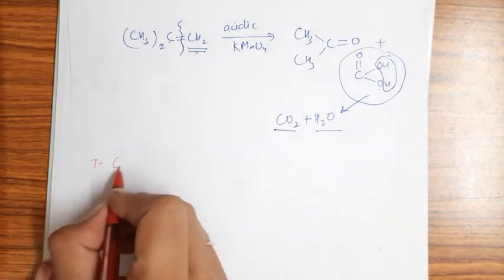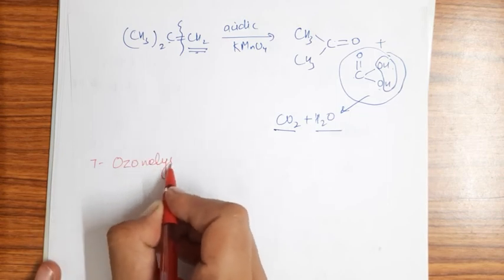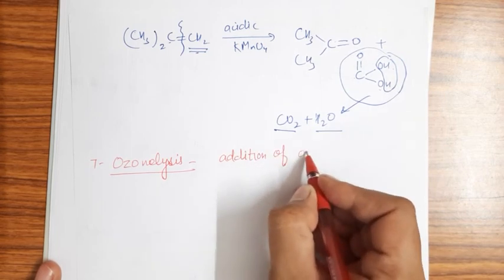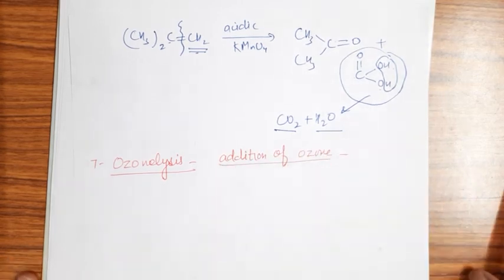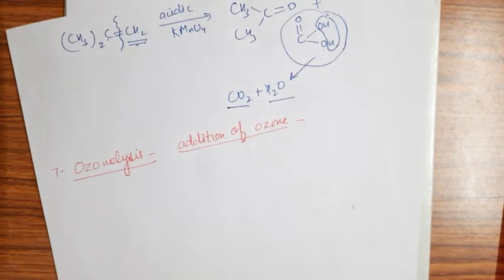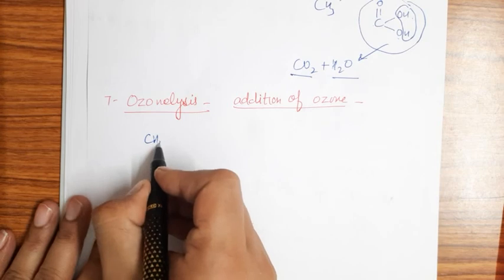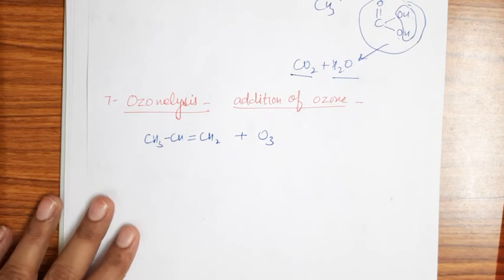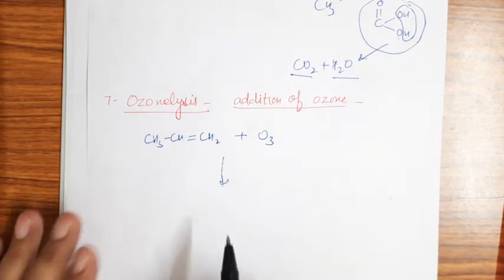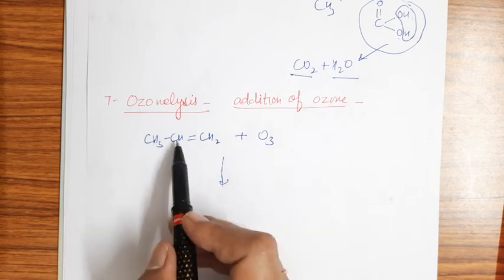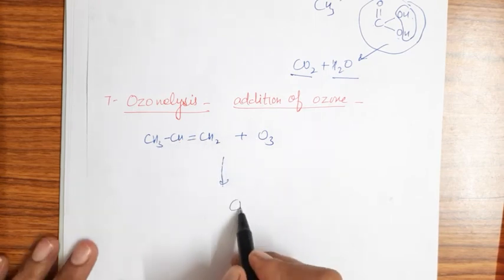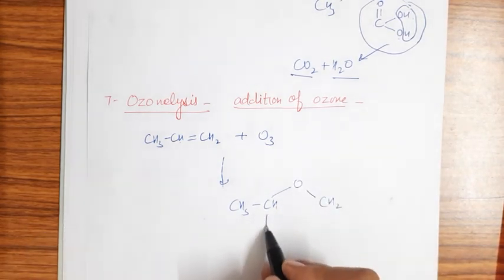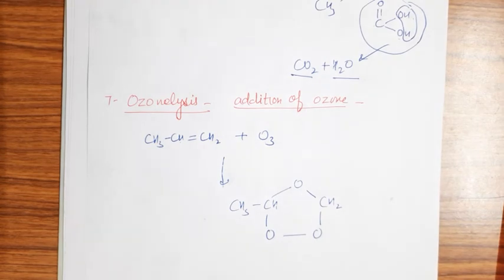Next is the ozonolysis. Now, ozonolysis is simply the addition of ozone, right? So if we have any alkene and we do the ozonolysis, then you have to remember that 3 atoms of ozone will add across this double bond in such a way that they form a hut-like structure.